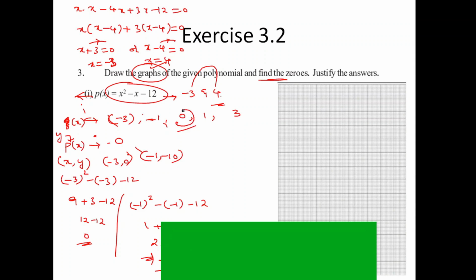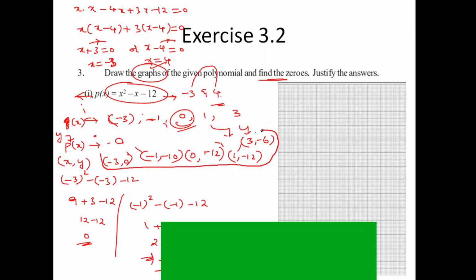When I'm substituting 0 here, I will be getting the coordinates as 0 comma minus 12. When I'm substituting the value 1, I would be getting 1 comma minus 12 only. When I'm substituting the value of 3, I will be getting 3 comma minus 6. Hence, these are the values which need to be plotted on the graph.